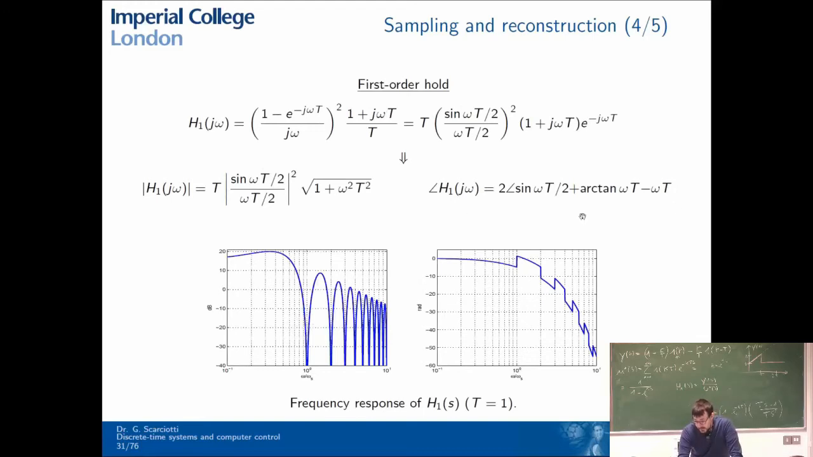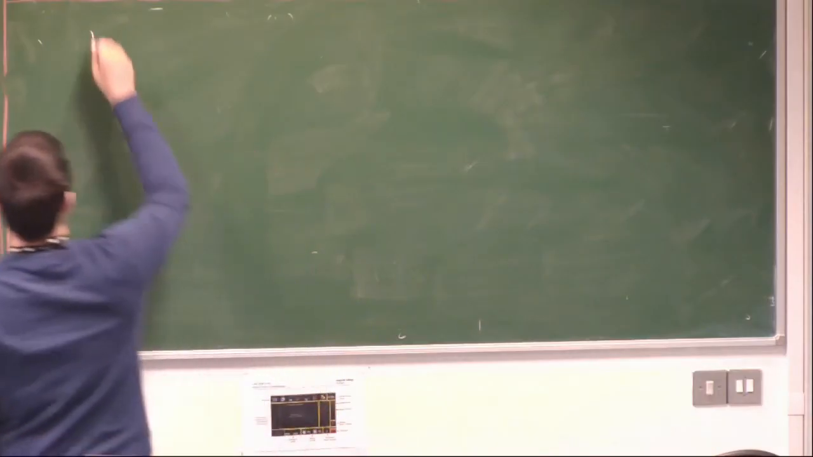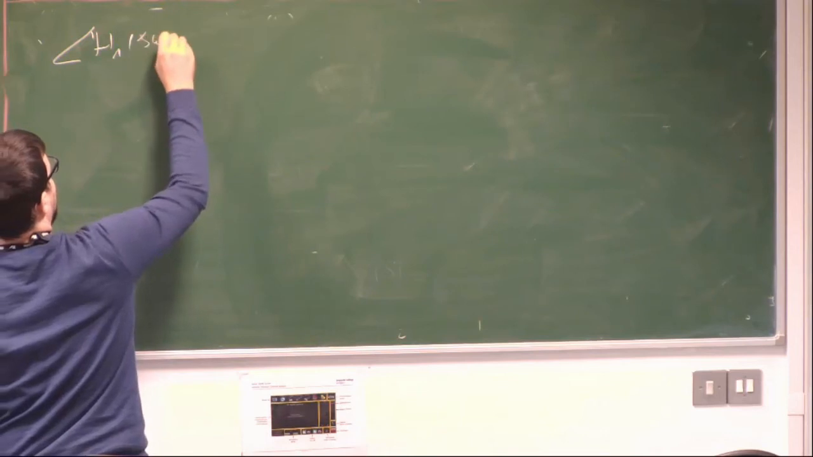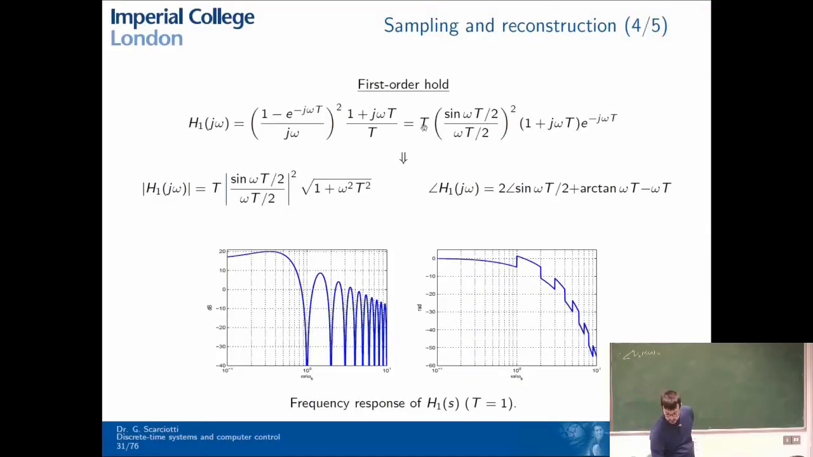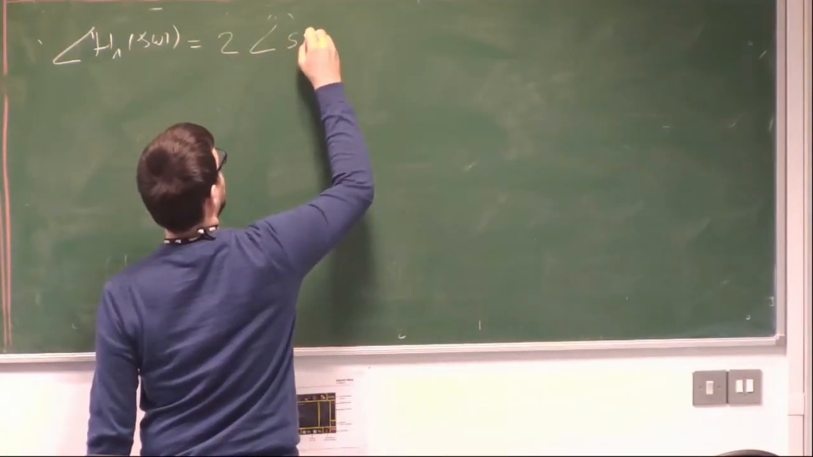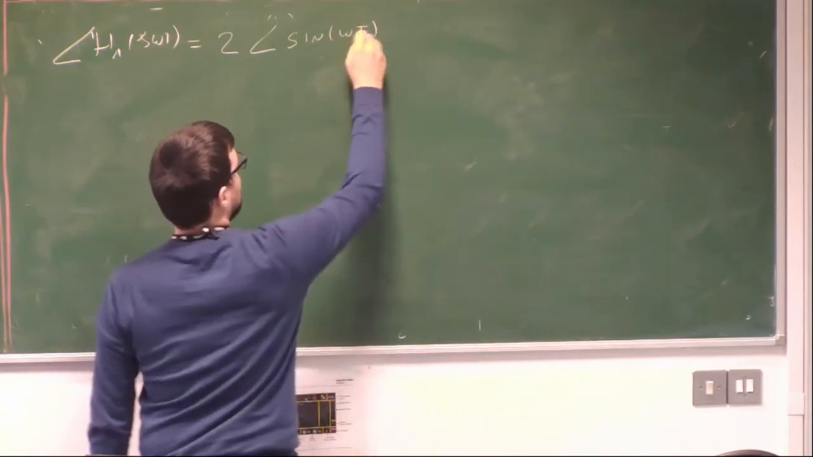Let's now look at the phase and see what happens. So if we look at the phase, we have to compute the phase of H1, and let's do it at the board. The phase of H1 of j omega is equal to the phase of capital T. Capital T is a real number, so the phase is 0. Then we have the phase of this term. We said that when we compute the phase of the product of functions, that is equal to the sum. So if we have the power, then that becomes a multiplication by 2, because this is this function times this function, so it becomes the phase of this function plus the phase of this function. So we have 2 times the phase of sine of omega capital T divided by 2.